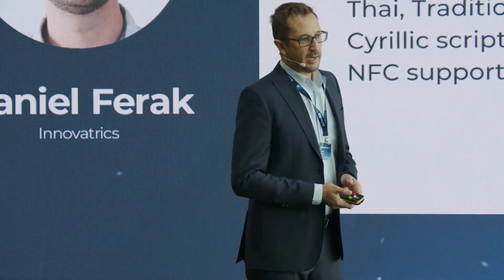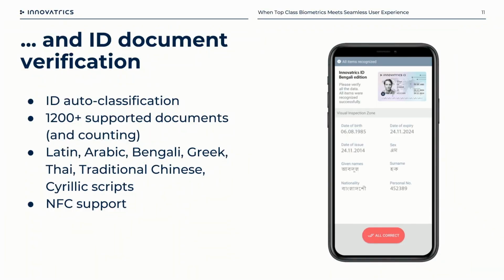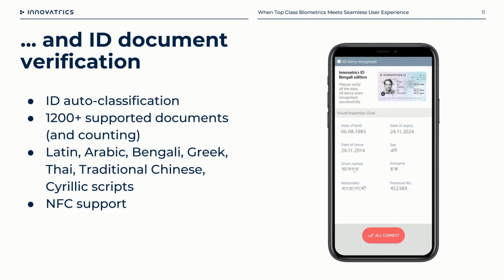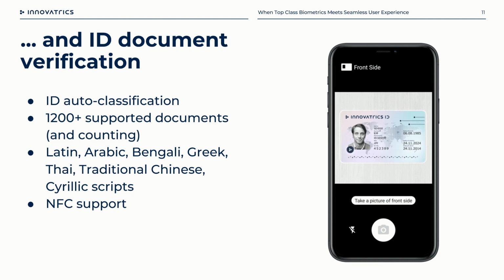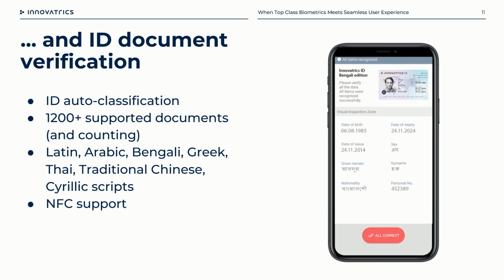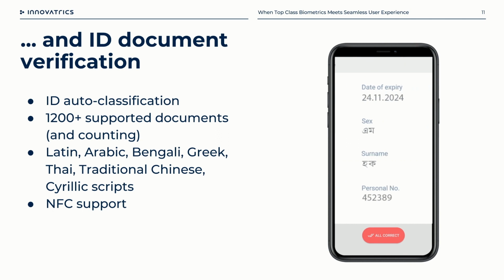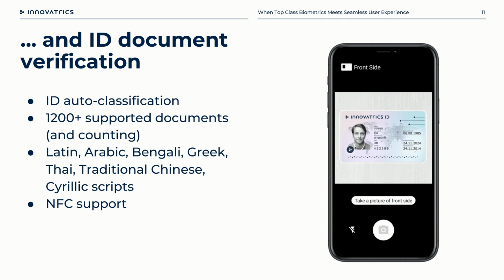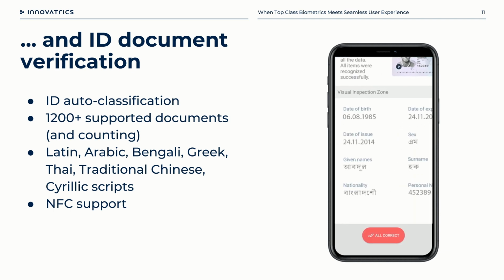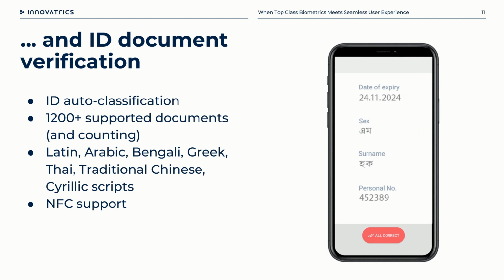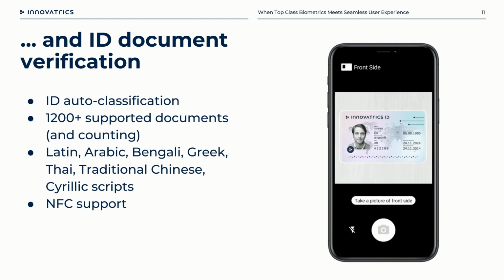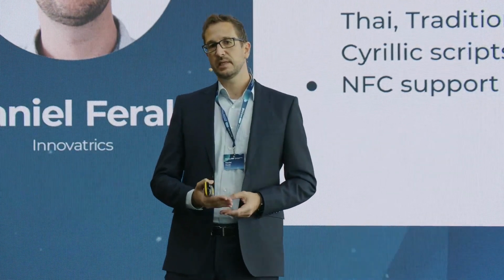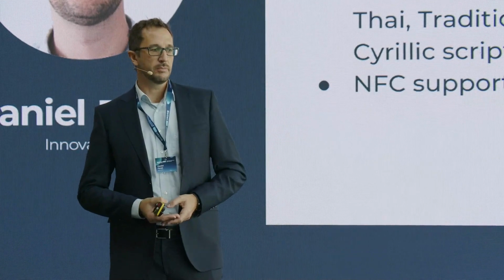And of course, there is identity document verification. I really think we invested a lot of energy into this component. Currently, we are able to automatically classify the documents. We support more than 1,200 documents worldwide with seven different scripts, from Latin to Arabic to even Chinese, and so on. And recently, we also added NFC support, as this is something that is also very demanded on the market.